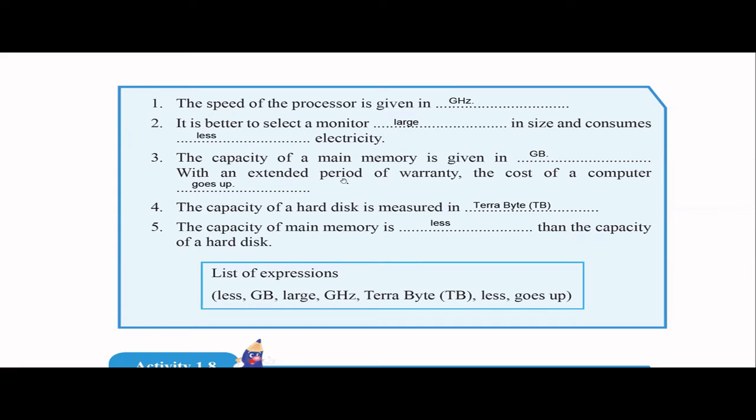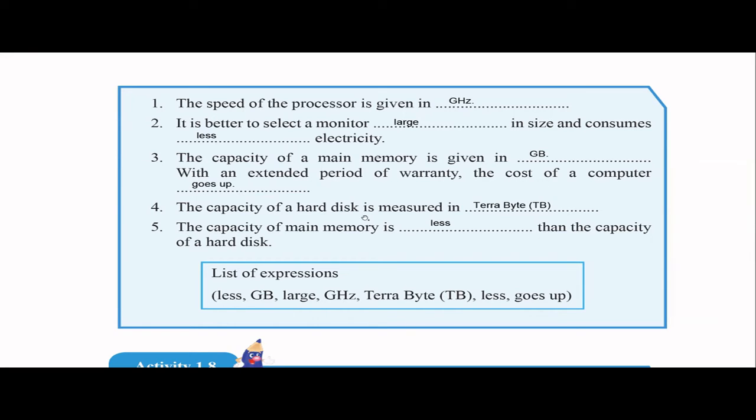With an extended period of warranty, the cost of the computer will blank, right? What will happen to the cost? Here, the capacity of the main memory is given in gigabytes, GB, and when the warranty period is increased, they will increase the cost. So the cost of the computer goes up.